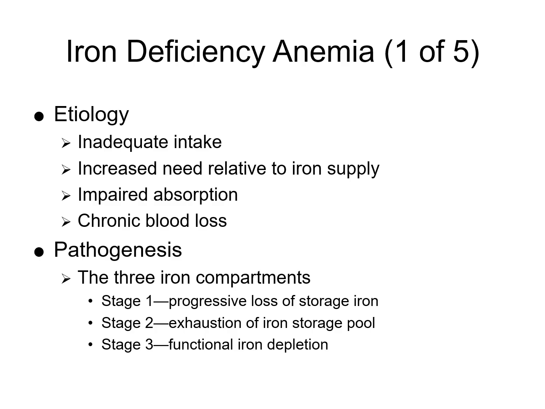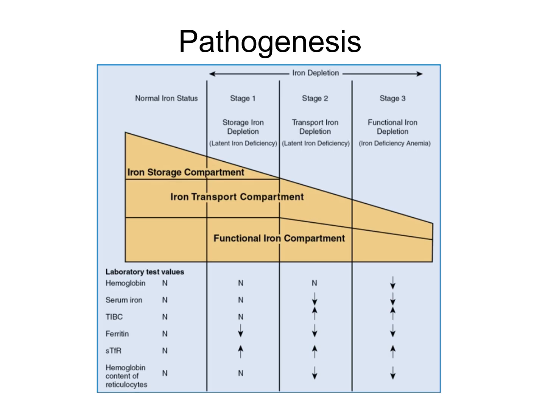Stage 3 is functional iron depletion, so a significant reduction of functional iron available for hemoglobin synthesis. It's characterized by microcytic hypochromic anemia with low serum ferritin, low serum iron, and increased total iron binding capacity, or TIBC. This is just a chart that shows what we just talked about on the previous slide.